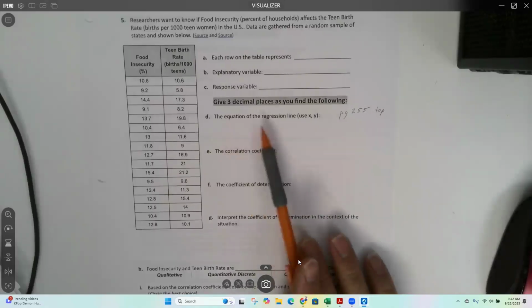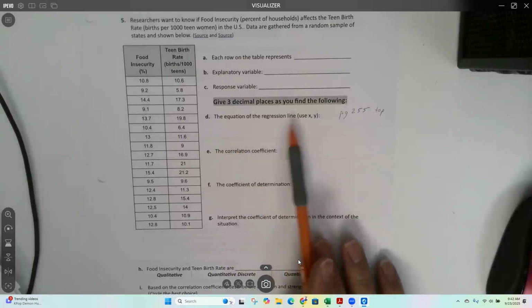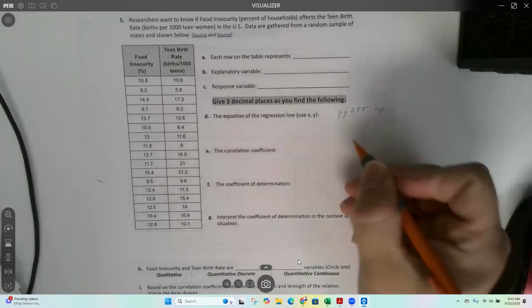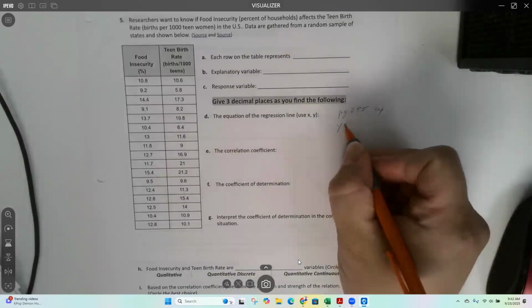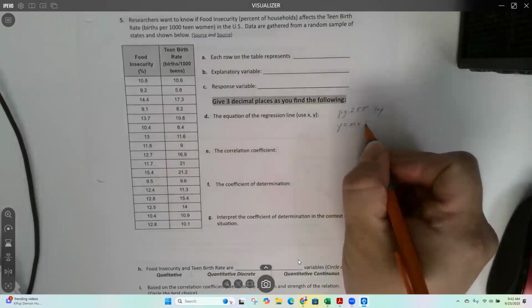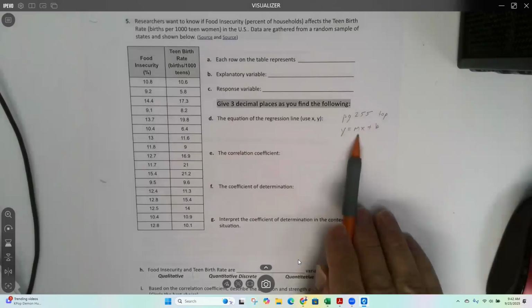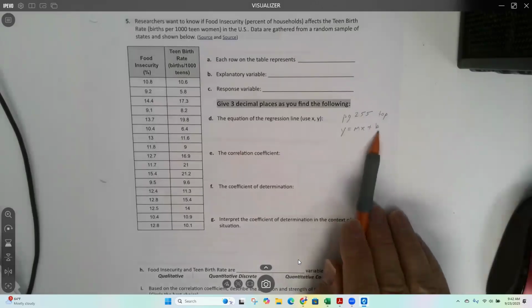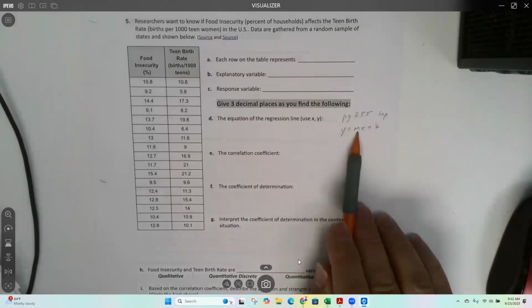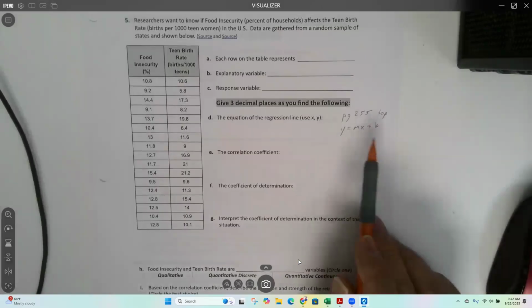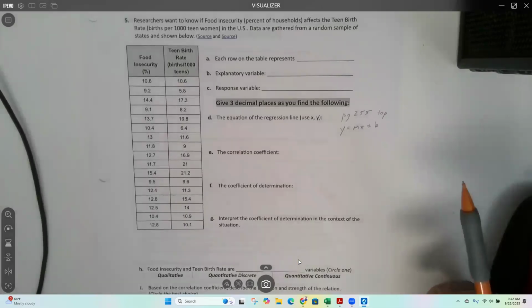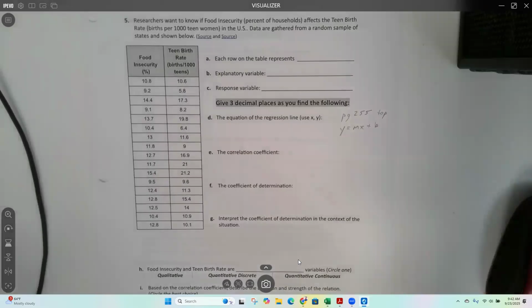Okay. D is going to ask for the equation of the regression line. Remember that the equation of a line is y equals mx plus b. Okay. Where m is the slope and b is the y-intercept, right? We use the letter m for slope because slope has an m in it, and b for y-intercept because y-intercept has a b in it. That's just a joke. I have no idea why we use m and b. Slope does not have m in it, so, yeah, whatever.